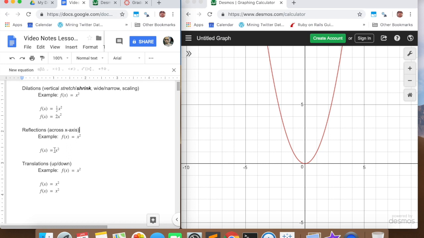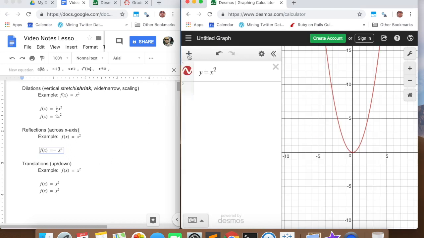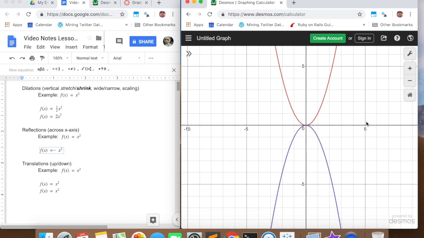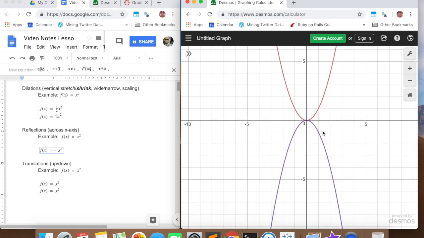The next type of transformation that you learned about was a reflection. And specifically, you learned about a reflection across the x-axis. And that occurs when we change the sign of the leading coefficient. So we add a negative sign to our parent function, which is x squared. And now we have negative x squared. And that, of course, will reflect it across the x-axis. That's the purple graph that you see.